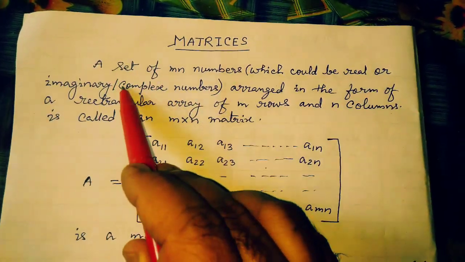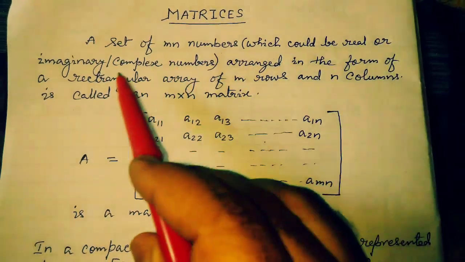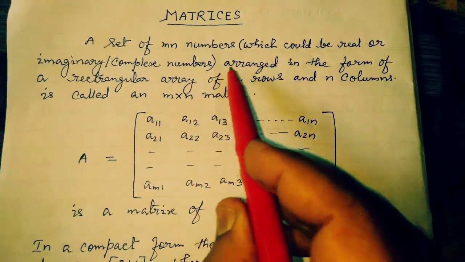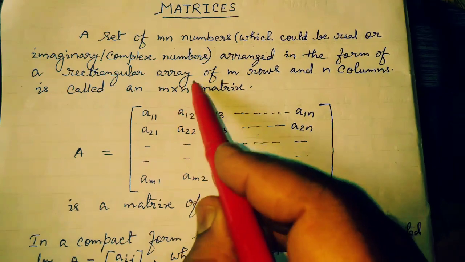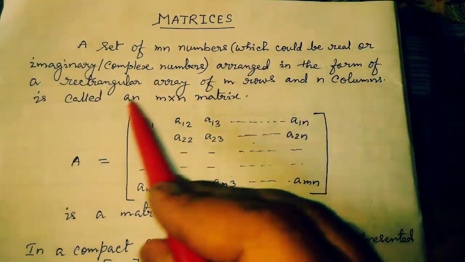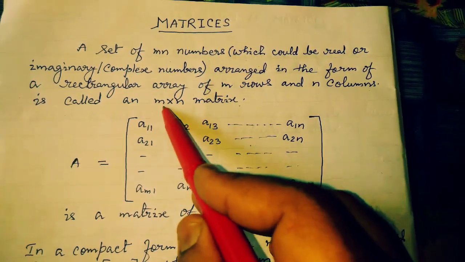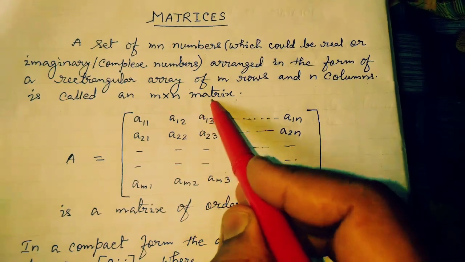Matrices: a set of mn numbers, which could be real or imaginary or complex, arranged in the form of a rectangular array of m rows and n columns, is called an m into n matrix. Student, this m into n is the order of the matrix.